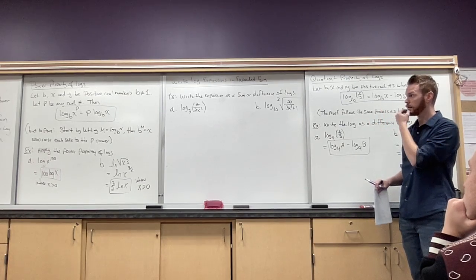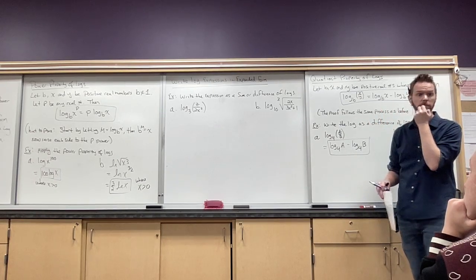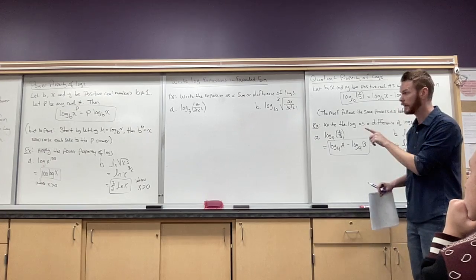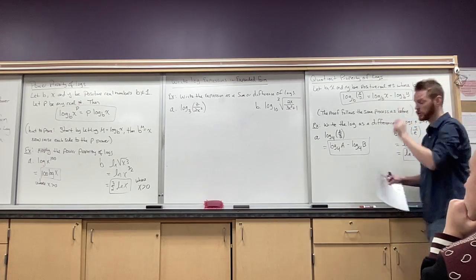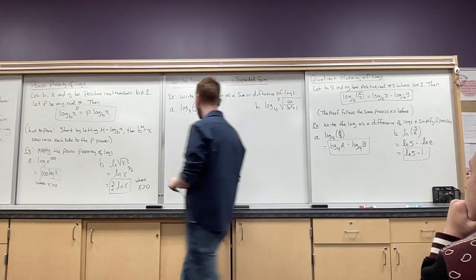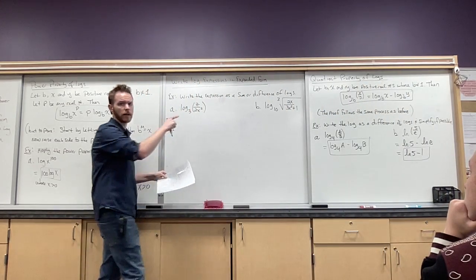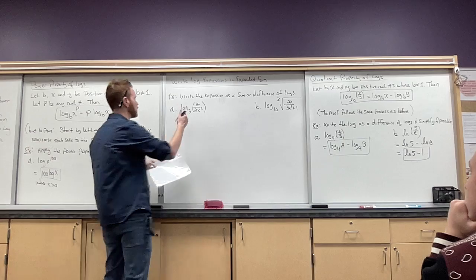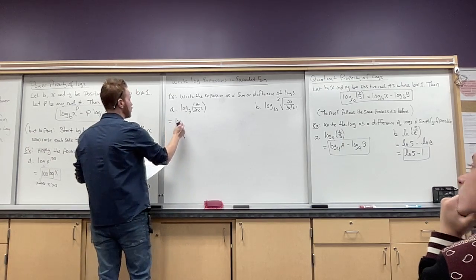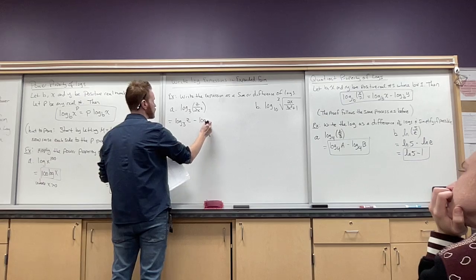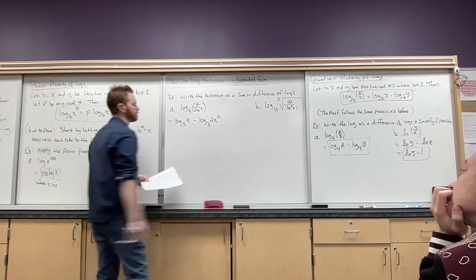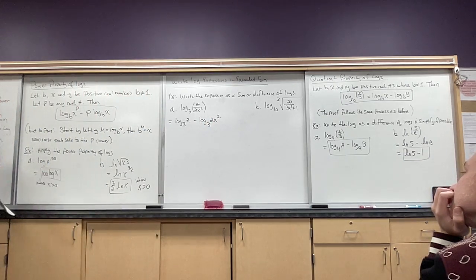So looking at part A, the biggest thing that I see is the fraction, right? Okay, so if we're dividing, then that means we're subtracting, right? So let's start with that first. Because right now you're probably thinking there's a lot going on there, but you can only tackle one thing at a time. So this is going to equal log base 3 of 3z minus log base 3 of 2x squared. Okay, so let's just take care of the fraction first. So we know that that is the same thing as subtraction.